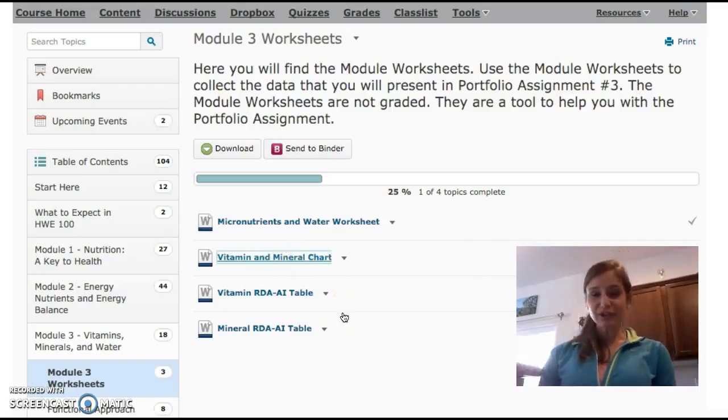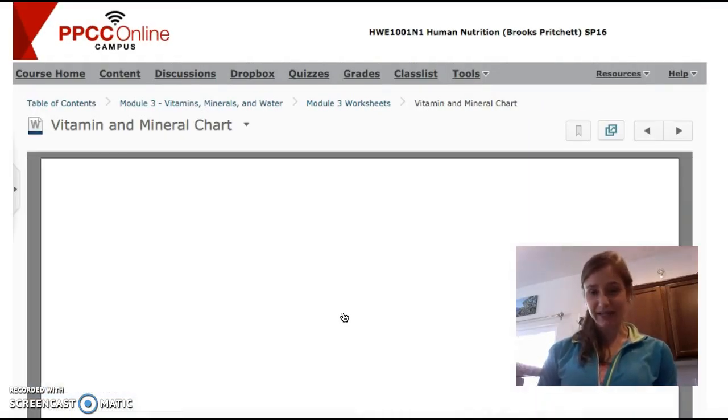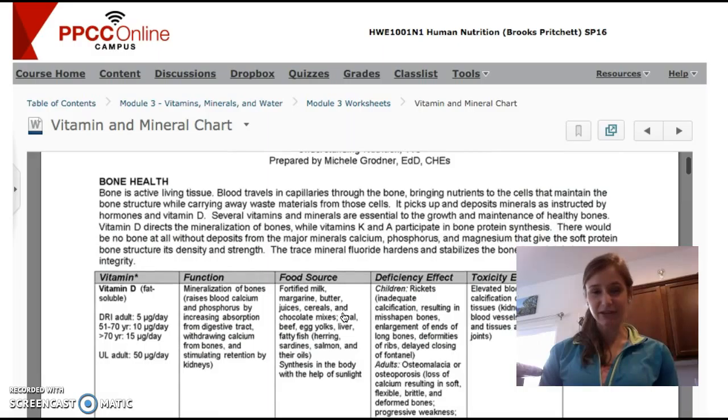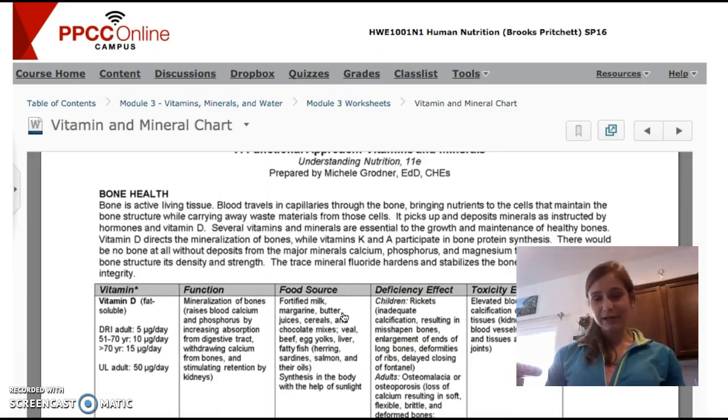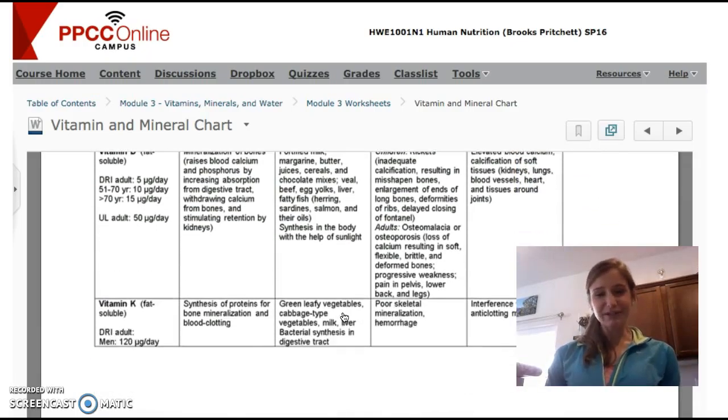It gets really tricky with vitamins and minerals, and the way your book explains them is it basically goes through vitamin and mineral A through Z. Here's the functions, here's the food sources, here's how much you need. And so it can get kind of confusing, and it's so much information.